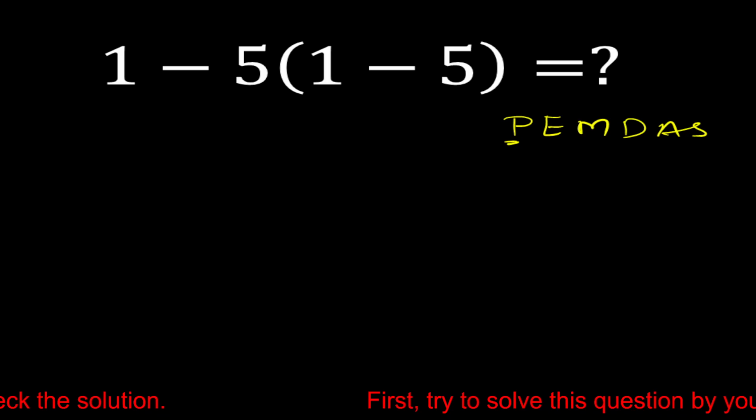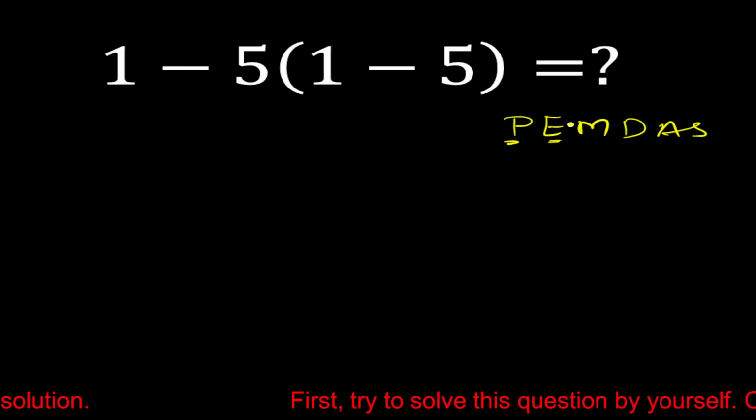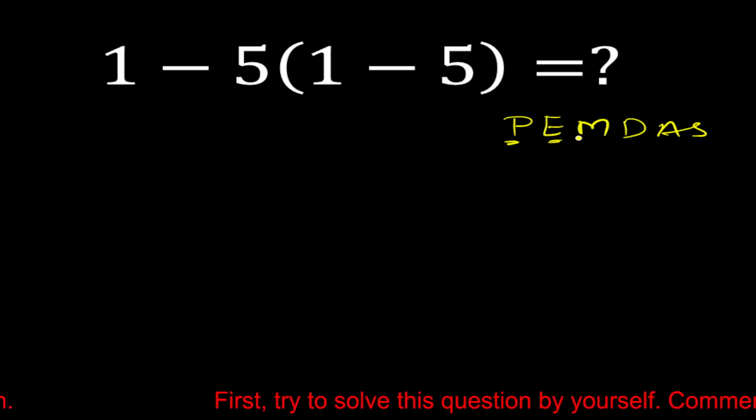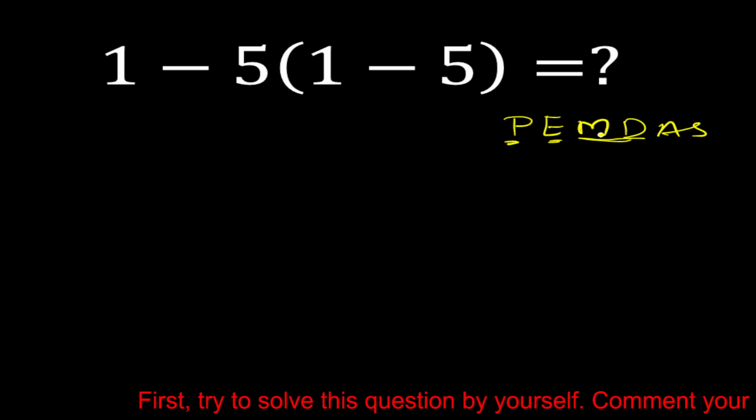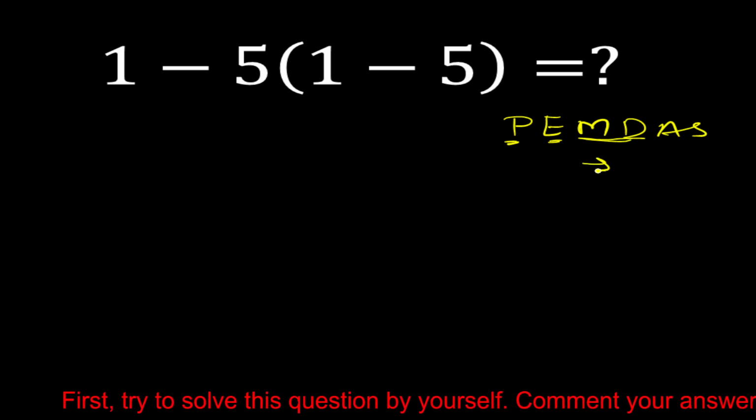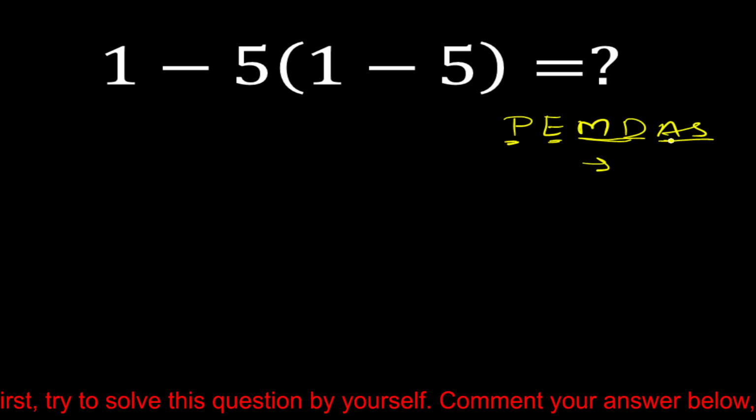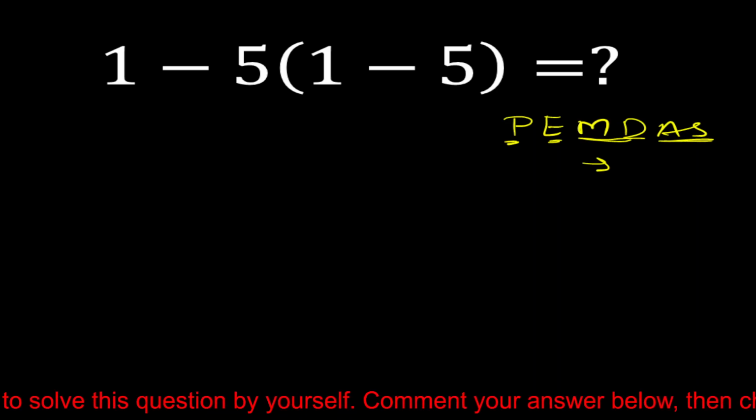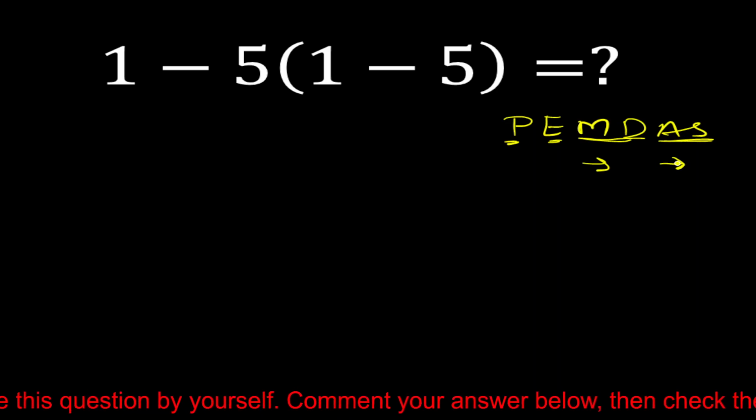P means first priority is parenthesis, A means then exponent, then multiplication and division have same priority. Therefore, we have to solve it from left to right. Then also addition and subtraction have same priority, and we have to solve it from left to right.